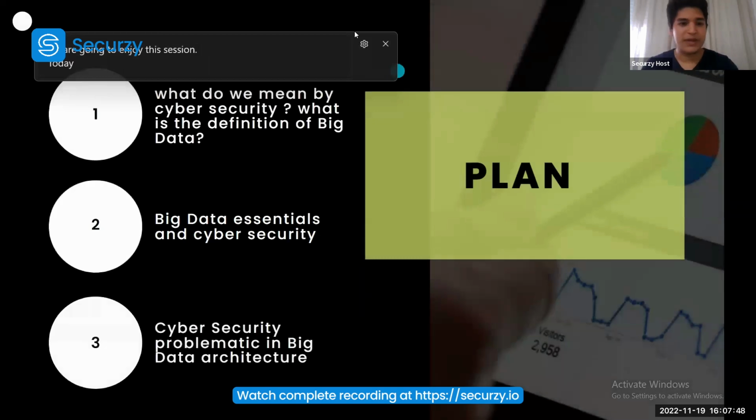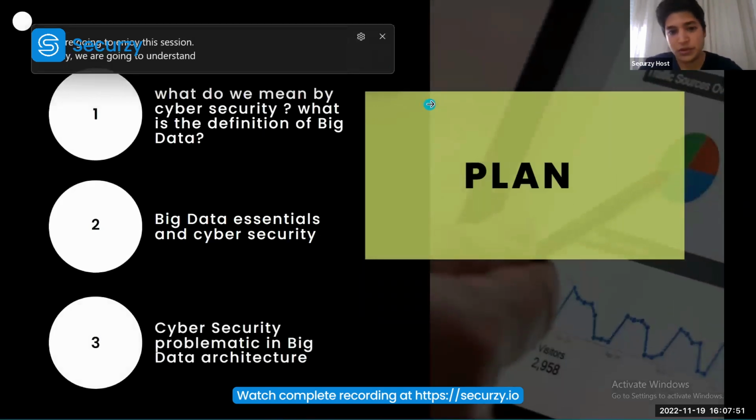Today, we are going to understand cybersecurity. What do we mean by cybersecurity? And the real definition of big data. What is it? Then we are going to share the knowledge and try to decipher the relationship between big data essentials, the three main V's, and cybersecurity. And the last part is going to be more into penetration testing and also into hardware pen testing when it comes to cybersecurity problematic in big data architectures.